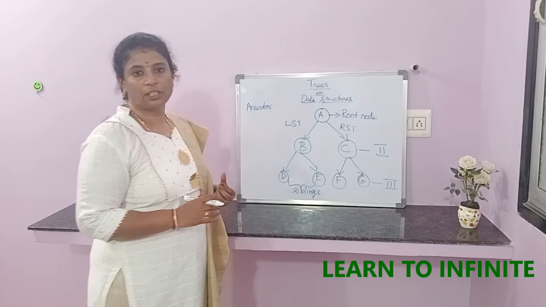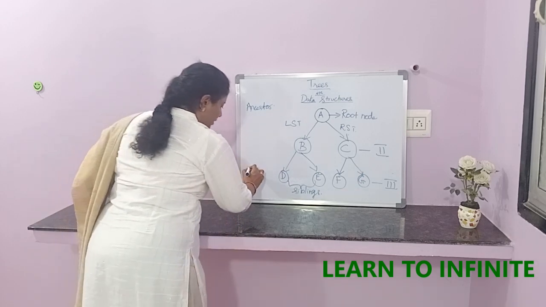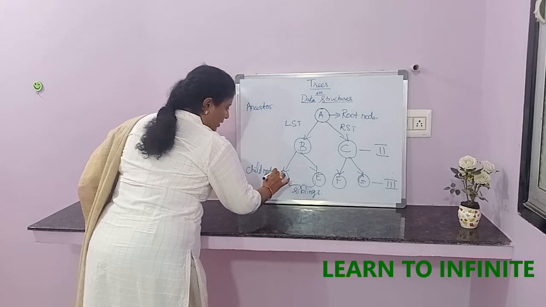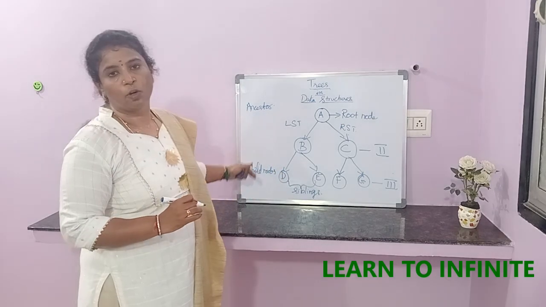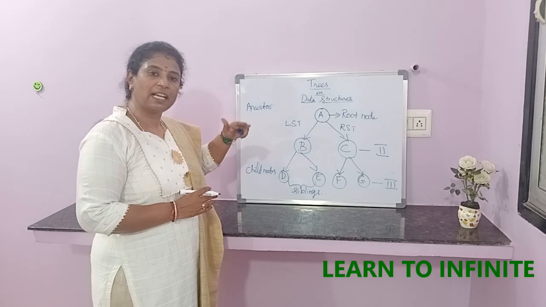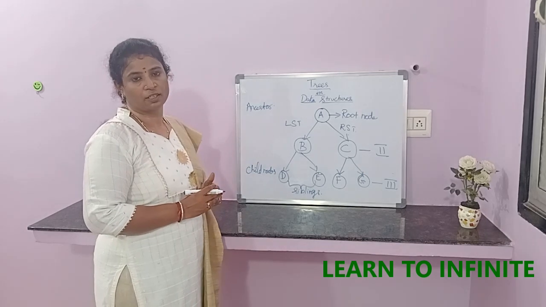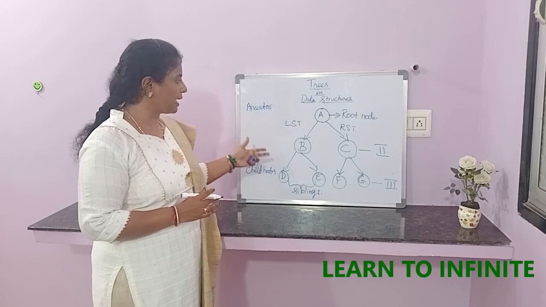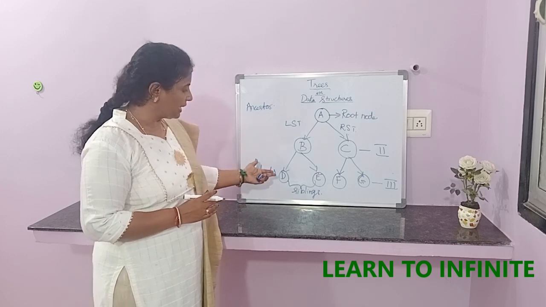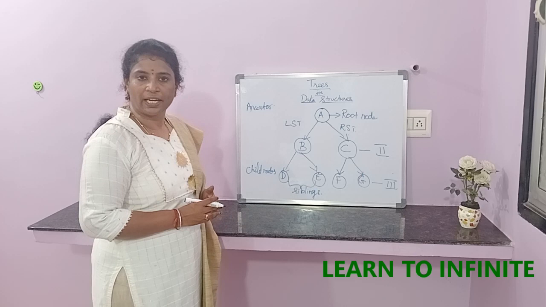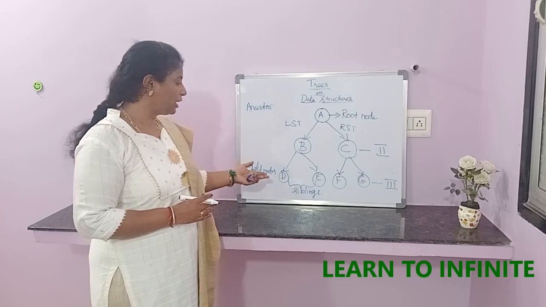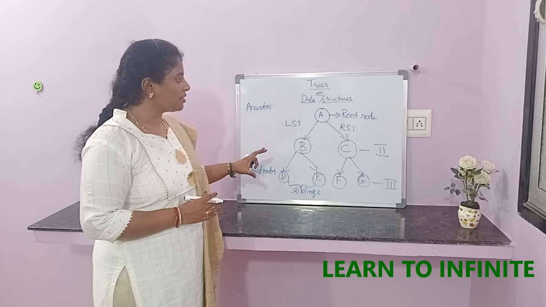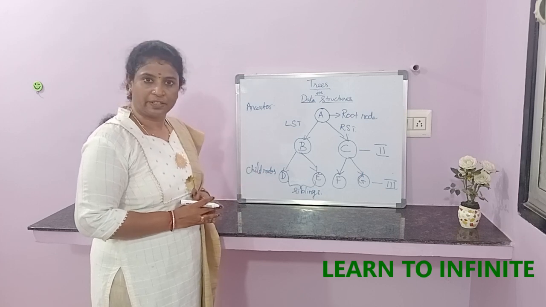And one more term we need to note is child nodes. The child nodes are the nodes from which no other node emerges. So that will be the last node, the terminal nodes. So these child nodes are also termed as terminal nodes. For example, in this tree, you can see D, E, F, G are child nodes or terminal nodes because no other nodes arise from them. So this is the basic introduction of a tree.